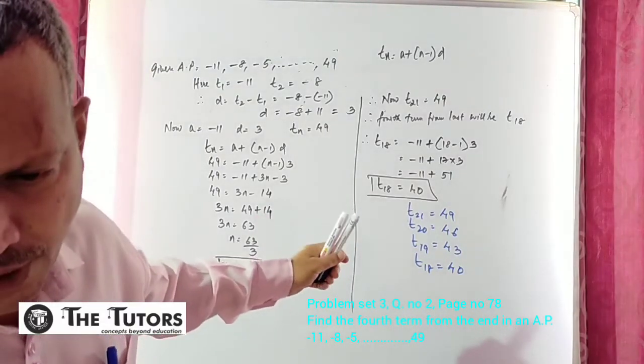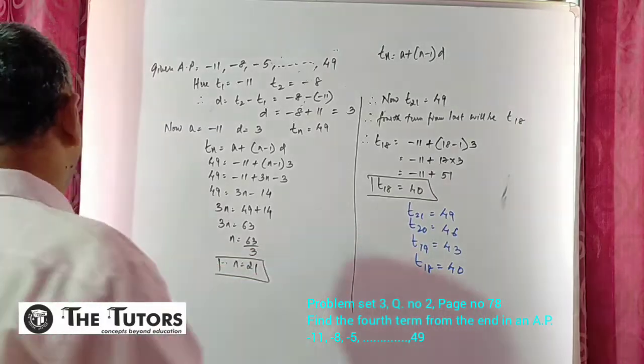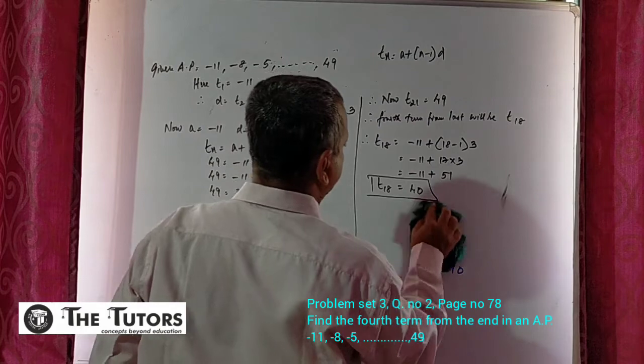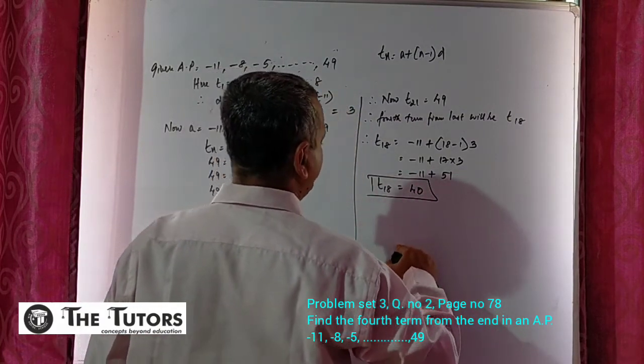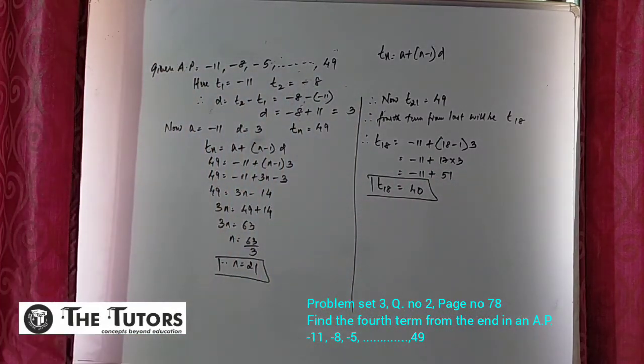Therefore the fourth term from the end will be 40. It was a word problem, so better write the sentence again. Therefore fourth term from the end will be 40 for the given AP.